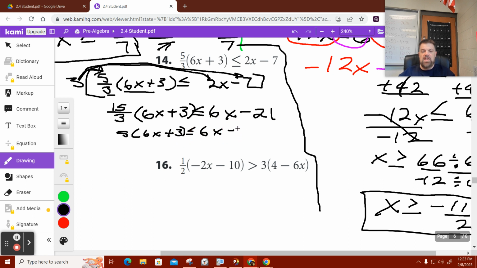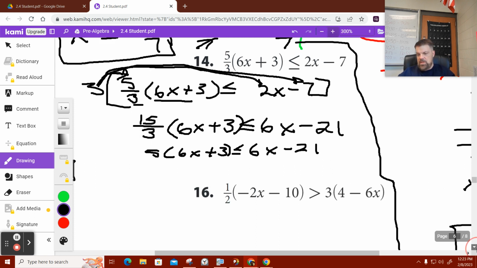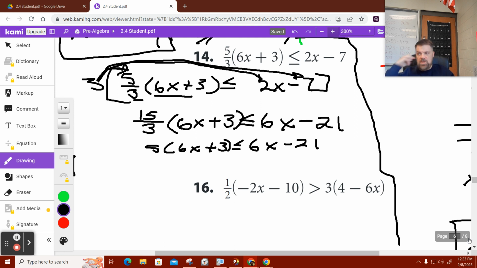6x minus 21. I'm going to zoom in a little bit because I'm going to run out of space soon. All right. What do you think we need to do next? Yeah, absolutely correct. We're going to distribute the 5 through the parentheses.